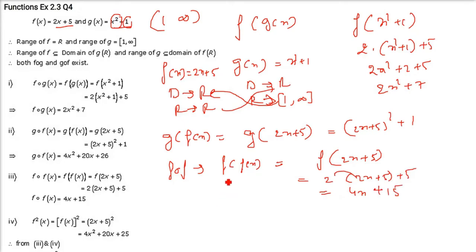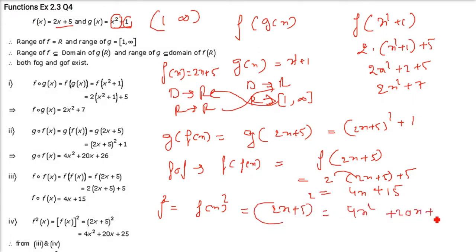Now f square x is simply f square x. F square is what? f of x whole square. So you have (2x plus 5) whole square. And what is (2x plus 5) whole square? a square plus b square plus 2ab. Just use this formula: 4x square plus 20x plus 25.